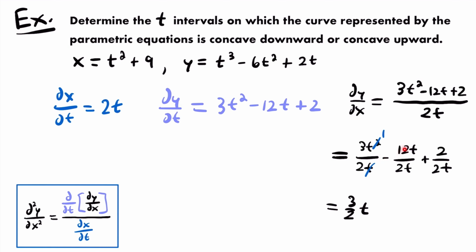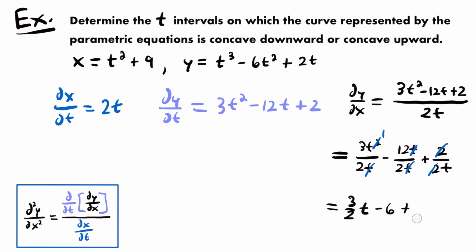Then we have negative 12 divided by 2. That will be negative 6, and t divided by t will just be 1. Those t's will cancel out, so we're just left with negative 6. And then for this last term, 2 divided by 2 is 1, so those 2's will cancel out, and we're just left with 1 divided by t, but we could rewrite that by moving t to the numerator.